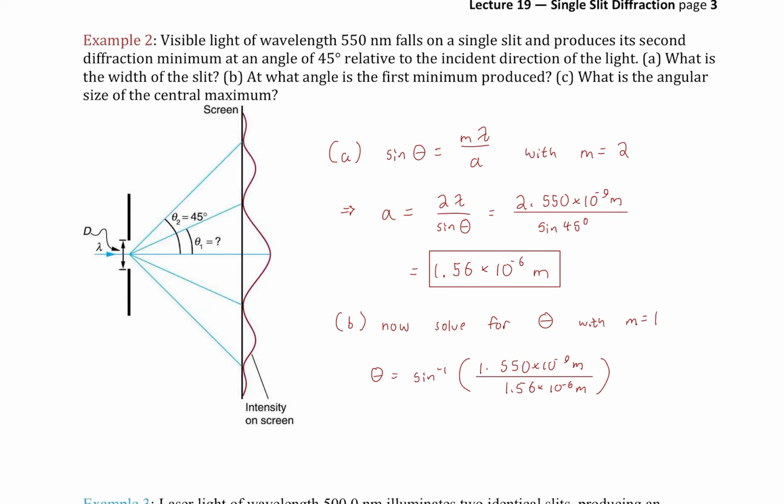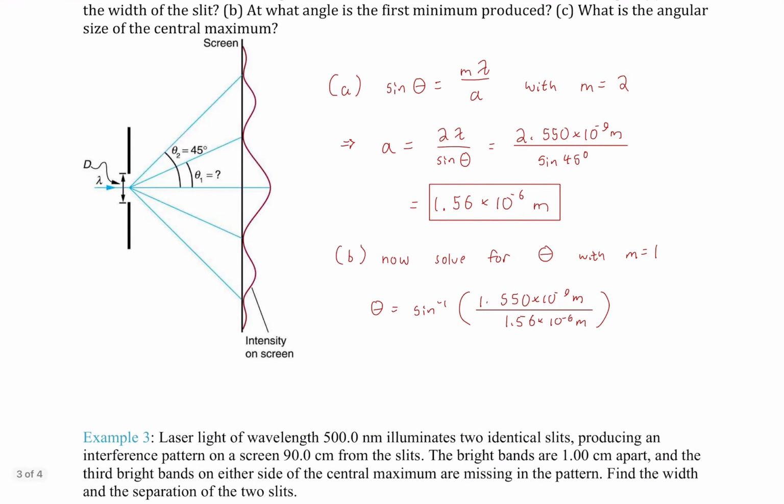Just set this up, and since I'm solving for theta, I need to do an inverse sine function. Here's that m of 1 replaced in the equation, and I get 20.7 degrees. They're not evenly spaced. It's not half of 45, it's not 22.5. They're never evenly spaced if you're not using the small angle approximation.